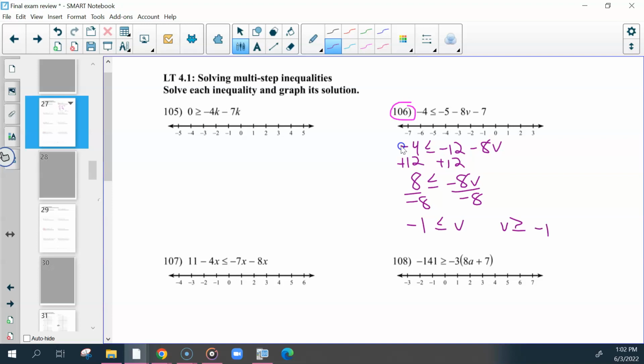Oh no, I should have switched this up. If we're dividing by a negative, make sure you change the sign, because I forgot. So it should be B is less than or equal to negative 1. That would be a closed circle when you go to graph it at negative 1, going to the left. Do we have any questions on that one?